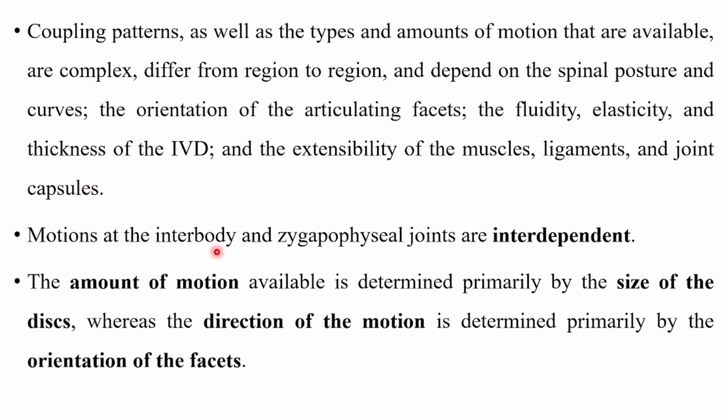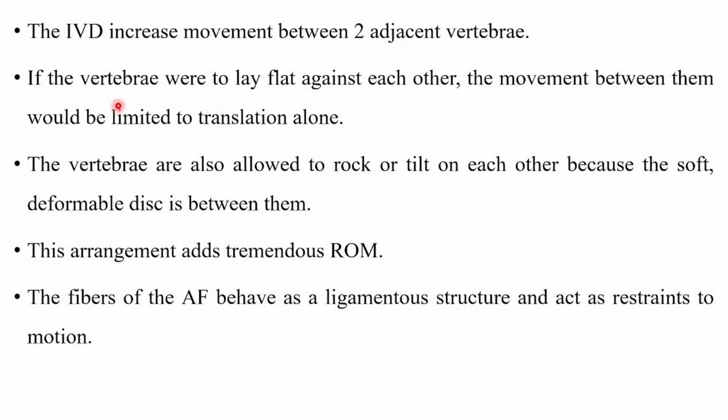Motions at the interbody joints and zygapophyseal joints are interdependent. The amount of motion available is determined primarily by the size of the disc, whereas the direction of the motion is determined primarily by the orientation of the facets. The intervertebral disc increases movement between the two adjacent vertebrae. If the vertebrae were to lay flat against each other, the movement between them would be limited to translation alone.